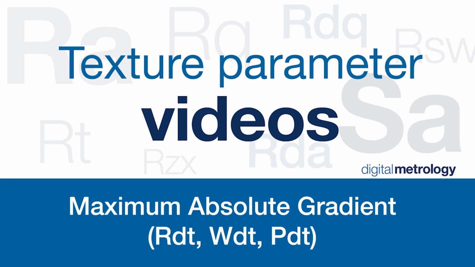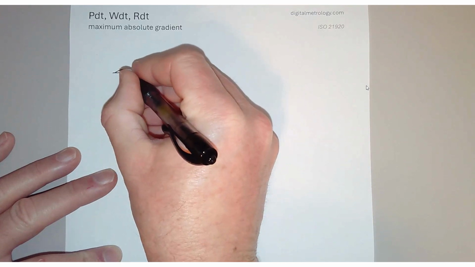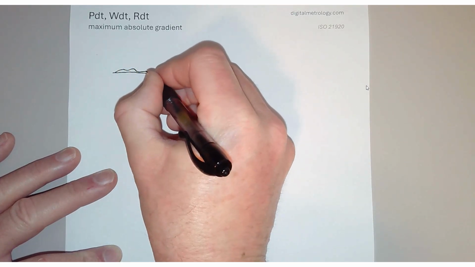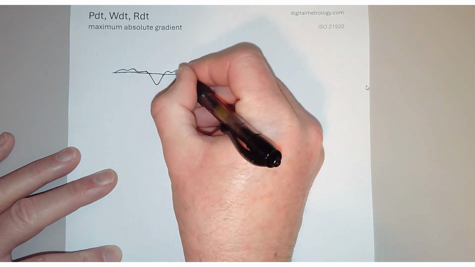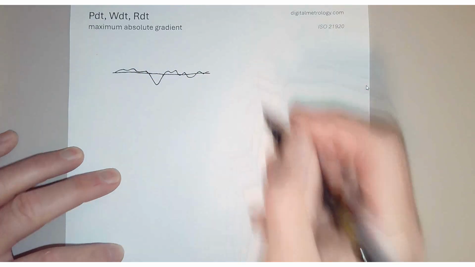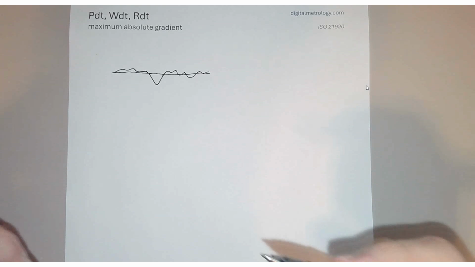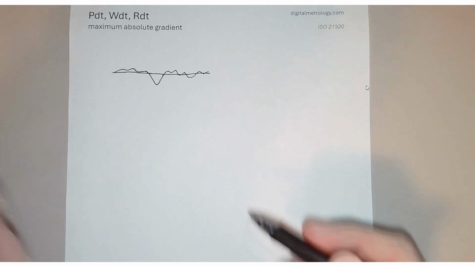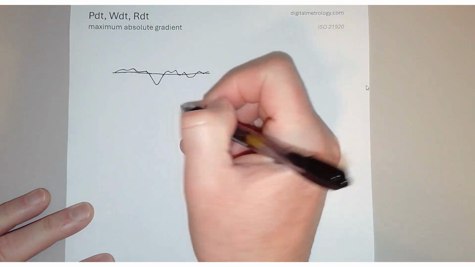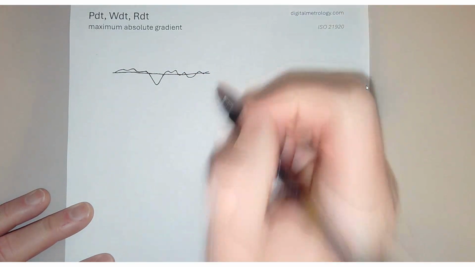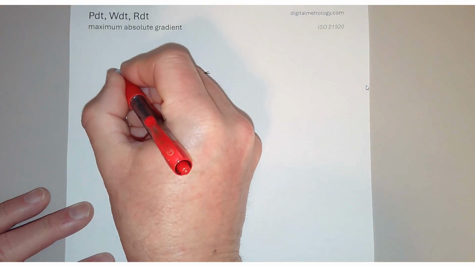Controlling local slopes on a surface can be important for things like a gasket in order for it to seal, or perhaps a bearing rolling over the surface to not accelerate or cause noise. And that is the reasoning behind the RDT or WDT or PDT kind of parameter, is to capture those areas of steep slope.